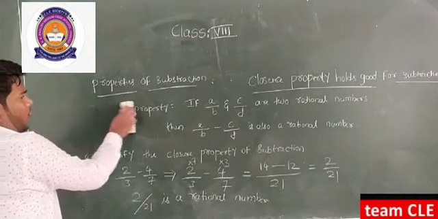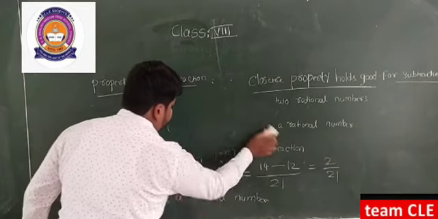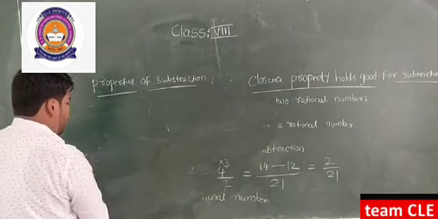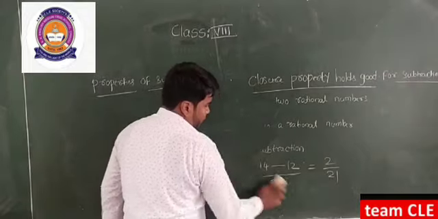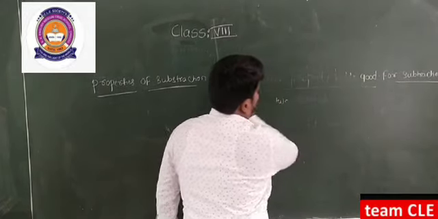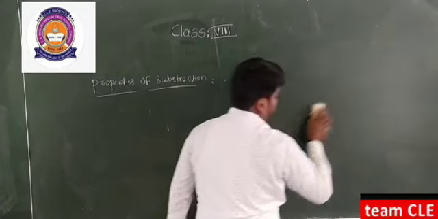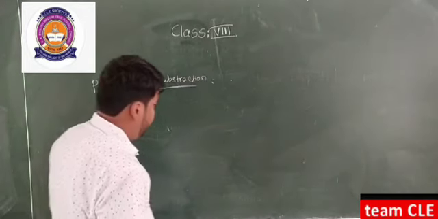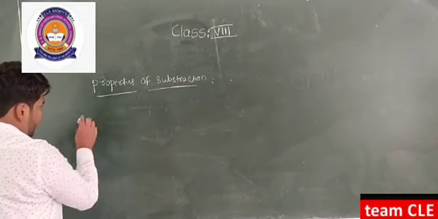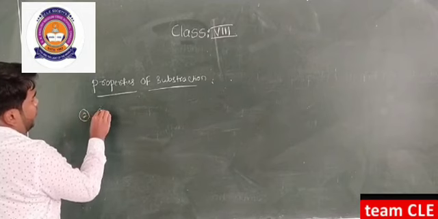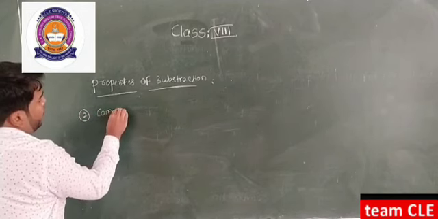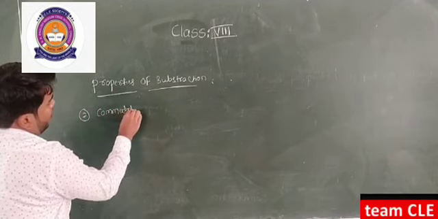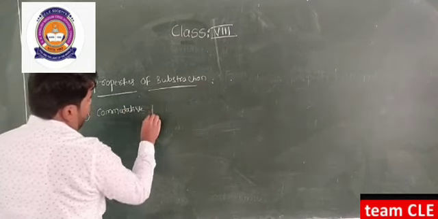Now we will check the commutative property. Does the commutative property hold good for subtraction? We need to verify. Second one, that is the commutative property.